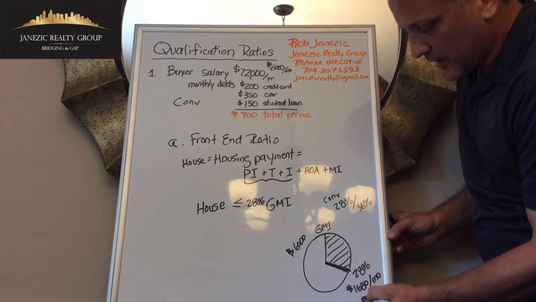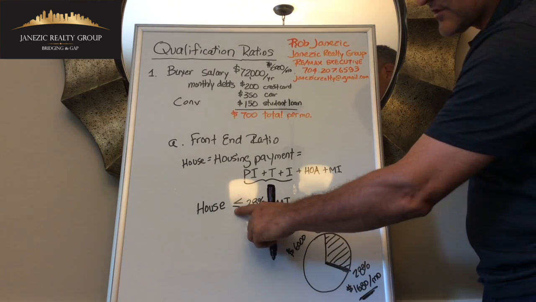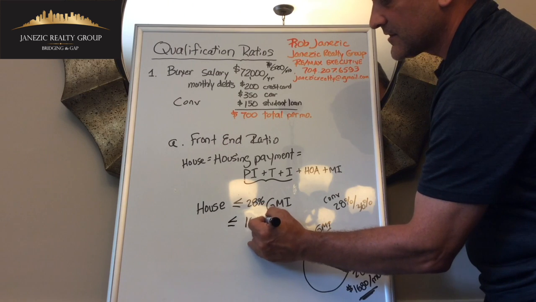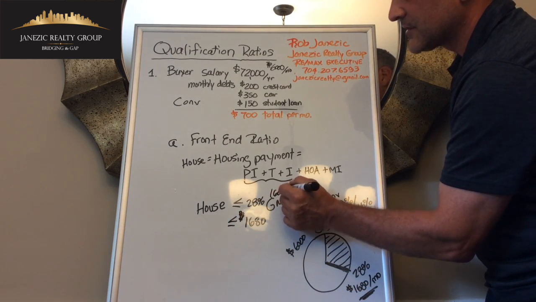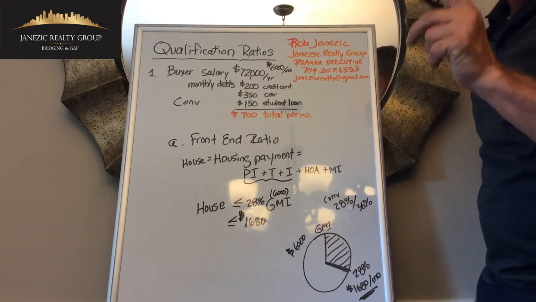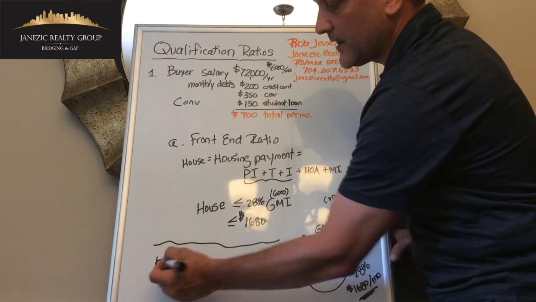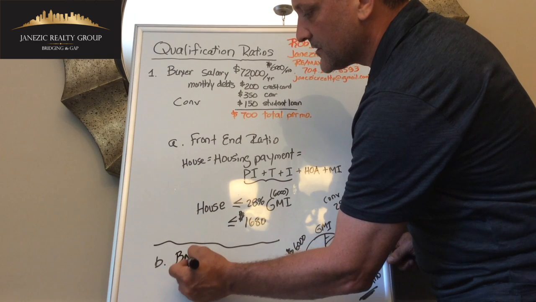We will never allow it to be greater than that. It must always be less than that. So it must always be less than $1,680, is what we just saw. 28% of 6,000. So that's test one, or as we said here, test A. And then I got test B, the second test. And that's the back end ratio.